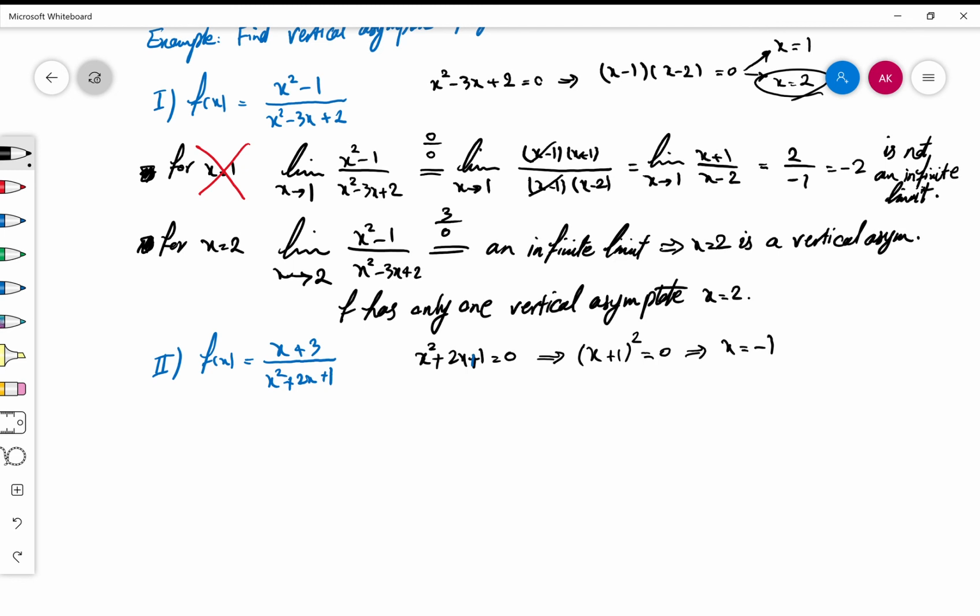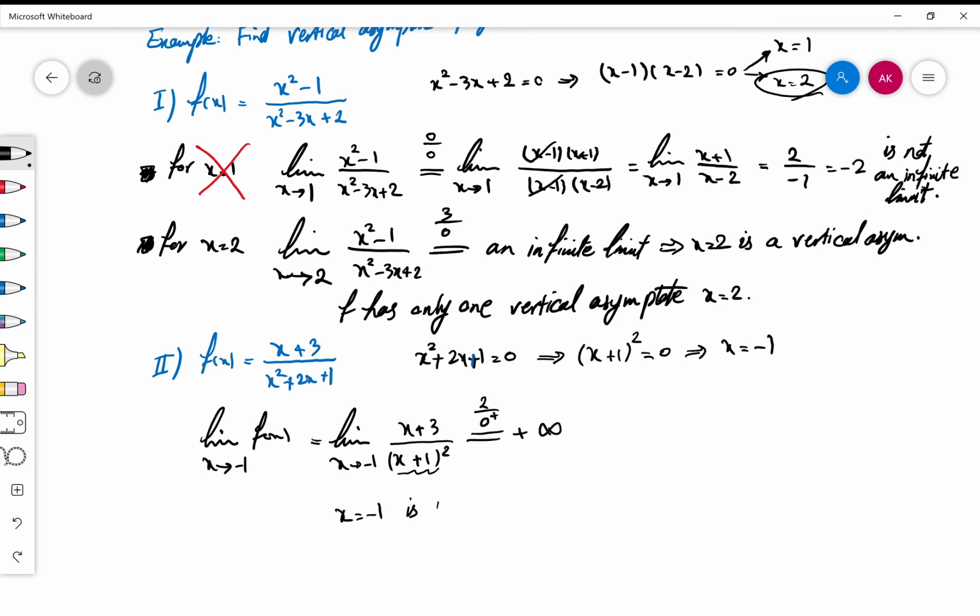So then we need to find the limit of f of x as x goes to -1. This is the limit of (x plus 3) over (x plus 1) squared as x goes to -1. And as you can see, the numerator will be 2 and the denominator will be 0. And remember, (x plus 1) to the power 2 is always going to be 0 plus, so this will be positive infinity, and that means that x equal to -1 is the only vertical asymptote of f.